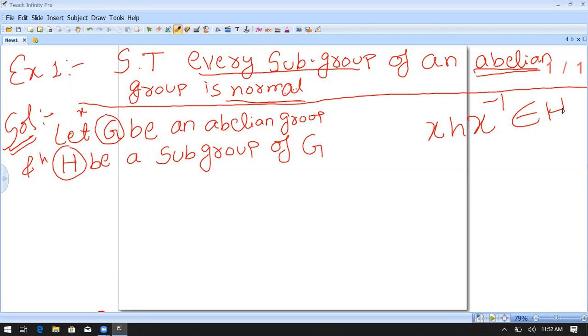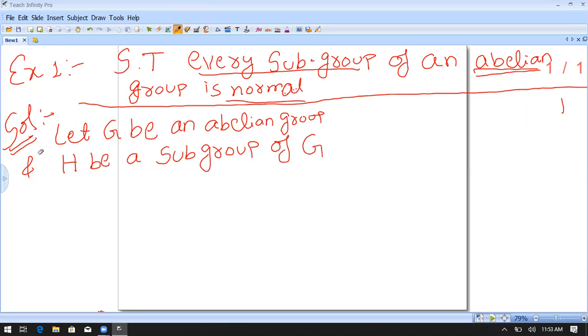So what we are taking here: let G be an abelian group, and H is a subgroup of G. So G is a group and we have taken H as a subgroup.